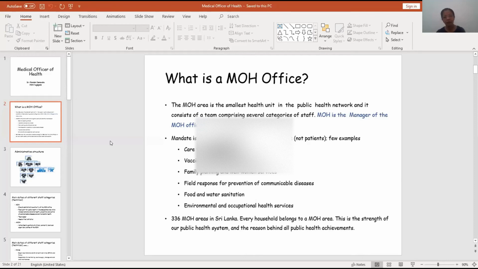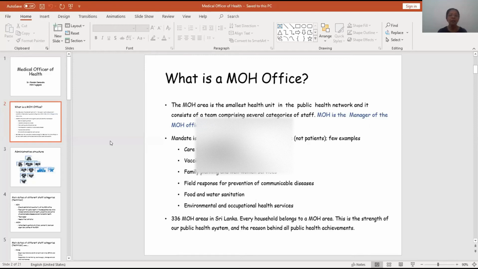MOH area is the smallest health unit in the public health network, and it consists of a team comprising several categories of staff. So MOH is the manager of the MOH office. He or she is not just an administrator. In the MOH office, we are dealing with the general public, not the patients. The people who are coming to us are normal people.